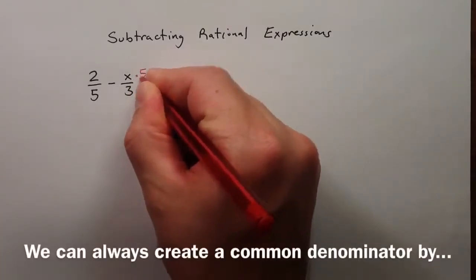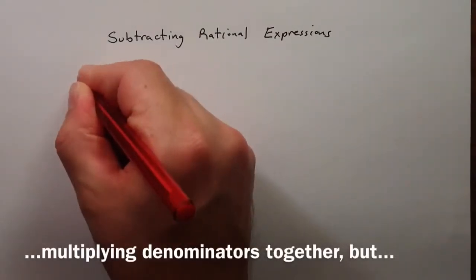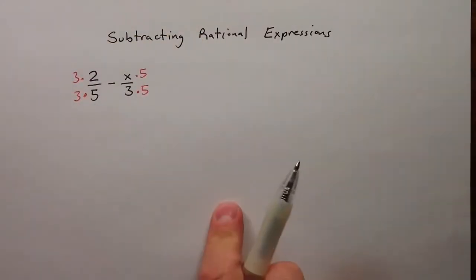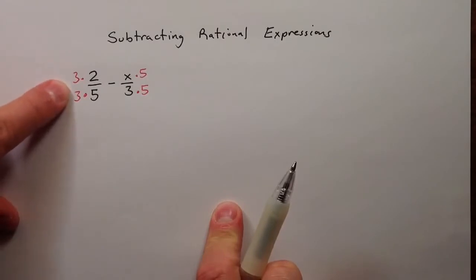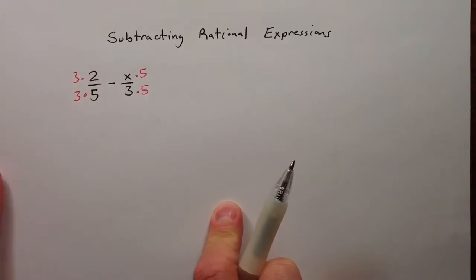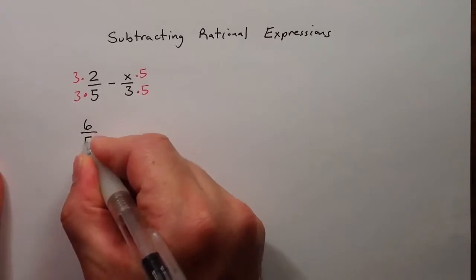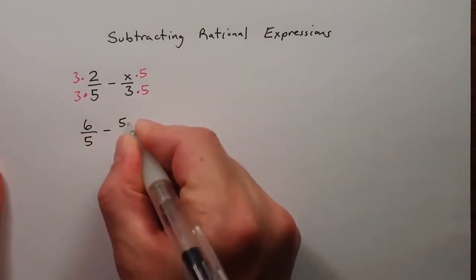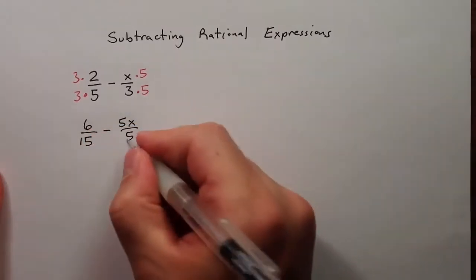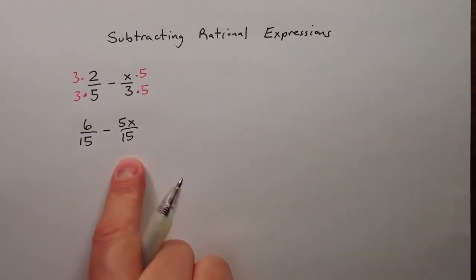So if I multiply 3 with 5 and 5 with 3, of course I need to multiply the top by that same number, right? So essentially I'm multiplying the fraction by 1 overall, because 3 over 3 is equal to 1. I end up with 6 over 15 minus 5x over 15. Sorry, I misspoke earlier.